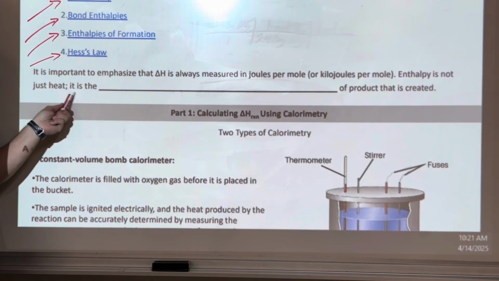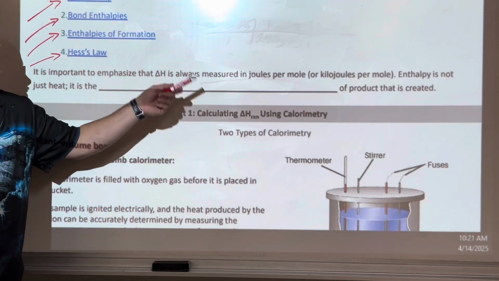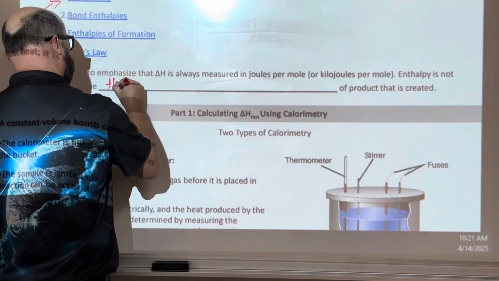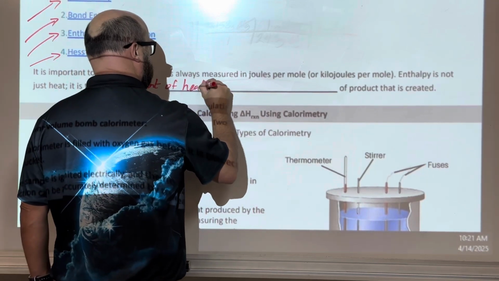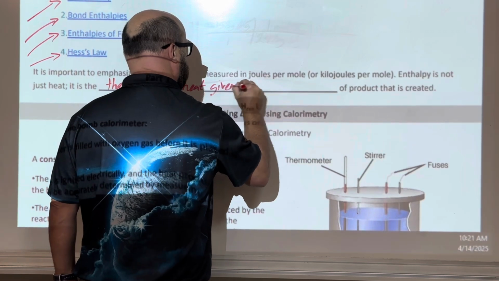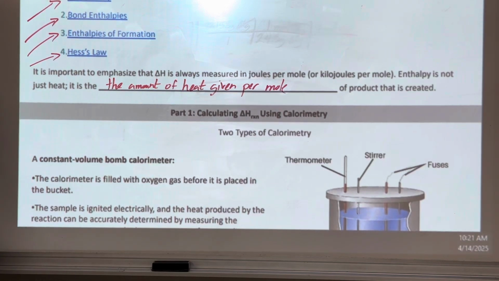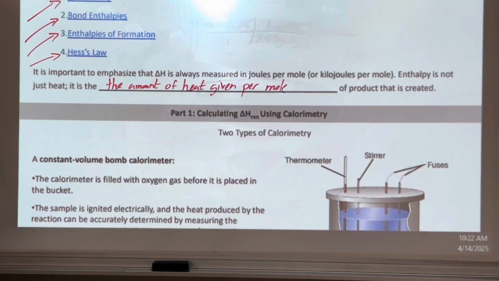First up, it's important to understand that delta H is not heat. Delta H is measured in joules per mole or kilojoules per mole. It's not just heat, so don't get those 2 things confused. So delta H is the amount of heat given off per mole of a product. To find this, you have to have moles, you have to have heat. Put them all together, you get heat per mole.